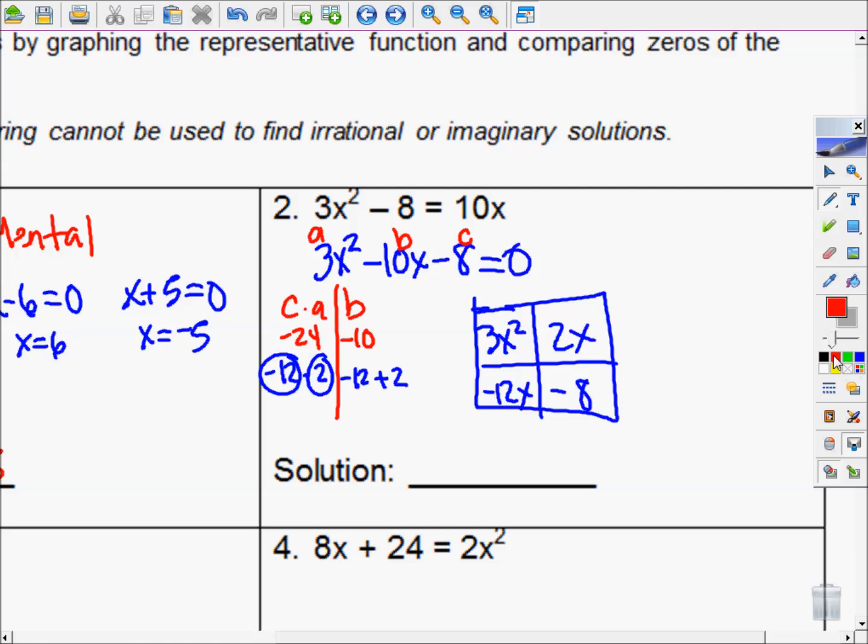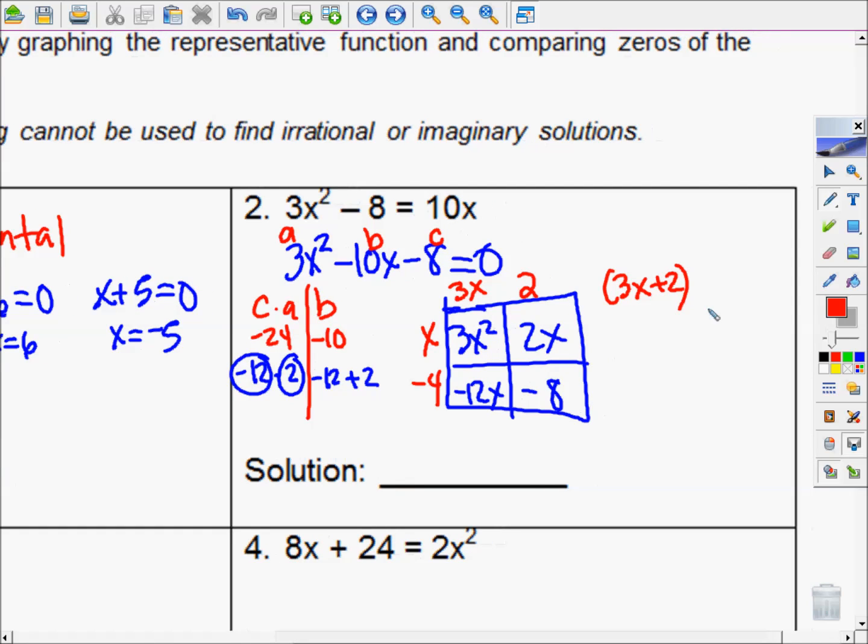GCF row by row, column by column. What's the GCF here? X. GCF here? Find 4. What's the GCF here? 3x. So my factors are 3x plus 2 and x minus 4, and they still equal 0.